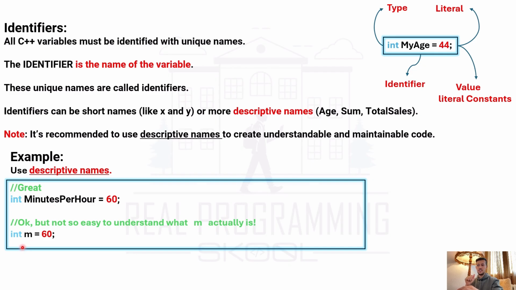The second one, integer M equals 60, it works. The compiler will not give you any syntax error, but it's not so easy to understand what M actually is. It's better to name the variable with a descriptive name, because even you, after 1 month, 2 months, when you get back to your program, not just other developers reading it, need to understand what this number 60 represents exactly in the program, hours or age or minutes. So even for you, when you get back, you will understand this line of code or this value. For example, here 60 represents minutes, all right?